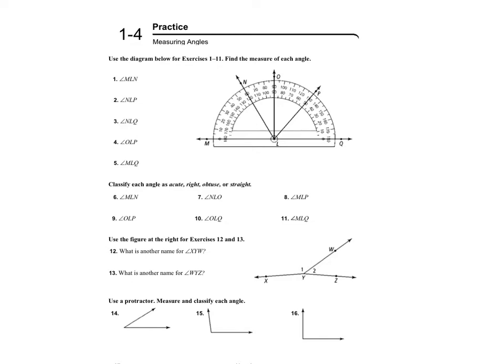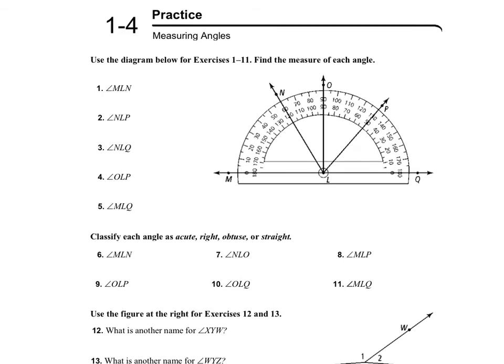Hi, so today we're going to be working with the lesson of measuring angles. It says to use the diagram below to find the measure of each angle, as we did with the ruler postulate. We're going to use this very similar to the ruler postulate, but with the protractor. In this case, I want to find the measure of angle MLN. MLN is this one right here.